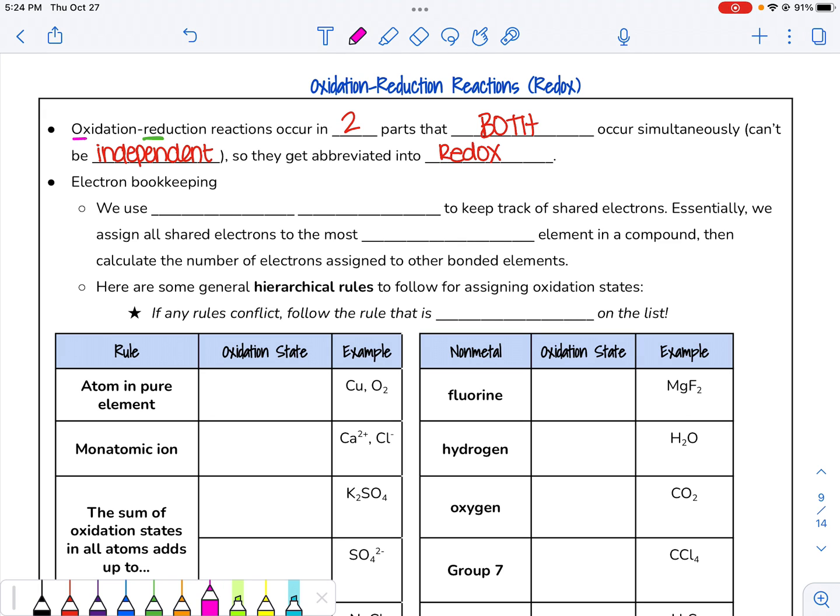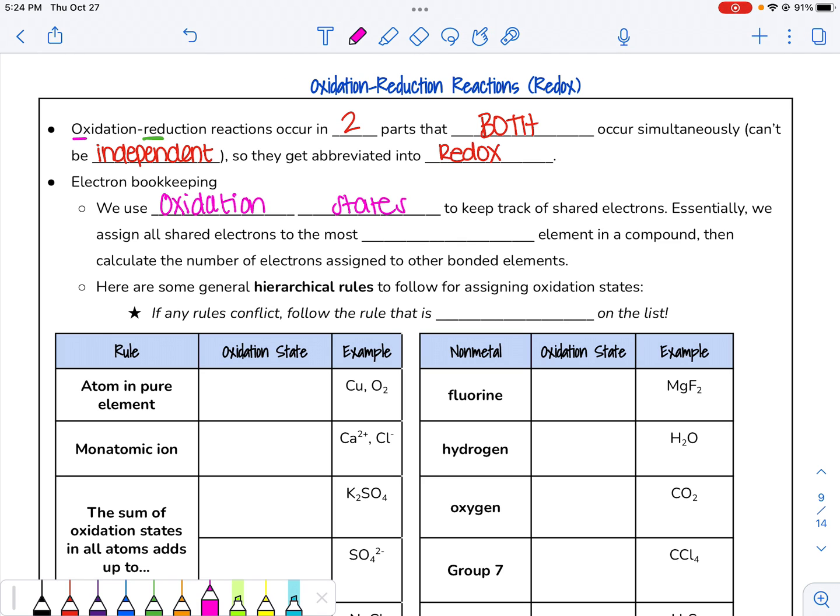So basically we can track where these electrons are moving in redox reactions by using something called oxidation states. So we use oxidation states to keep track of our shared electrons. Oxidation states, quite honestly, are made up. They are the hypothetical charge of an atom. But this hypothetical charge comes from the fact that we're considering these bonds to be fully ionic.